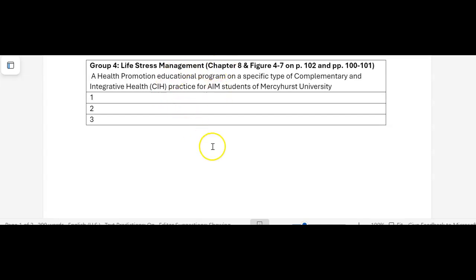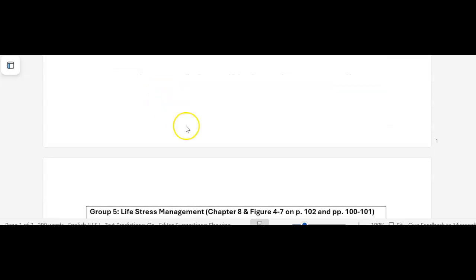When I talk about a complementary and integrative health practice, in each one of these I give you some information from your text that will help you. But maybe it's yoga, maybe it's Tai Chi, maybe it's mindfulness. There are a number of different complementary and integrative health practices. So what would you do with AIM students? These are our college university students. They're going through and getting their degrees, but that will help them decrease life stress or manage it.